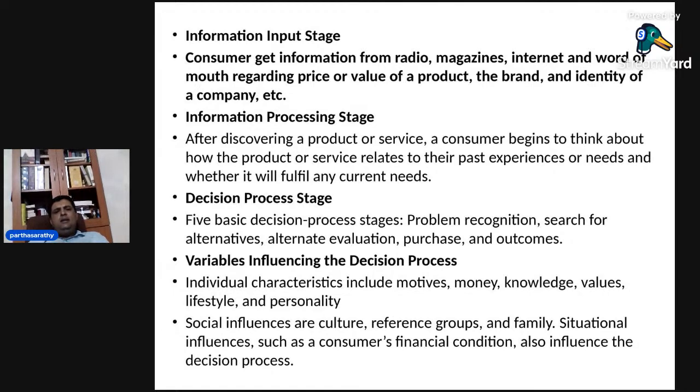So next is the decision process stage. After receiving the inputs or the stimuli, next we process the information. Then we have the decision process stage. There are five basic decision process stages: the problem recognition, search for alternatives. Problem recognition is the first stage of decision making. Next one is search for alternatives. Of course, when we see a particular product or service, we don't just go and buy those products. So we see what the alternatives are.